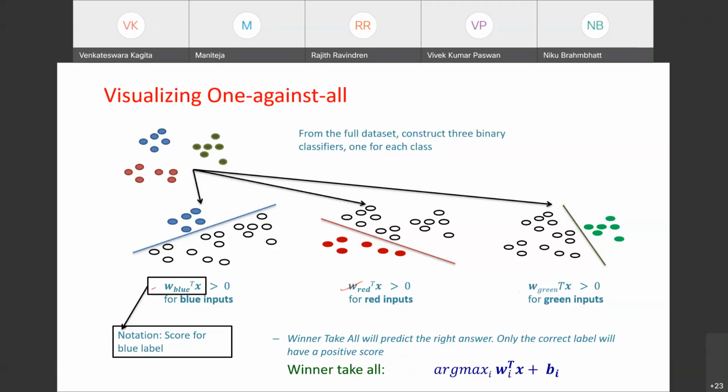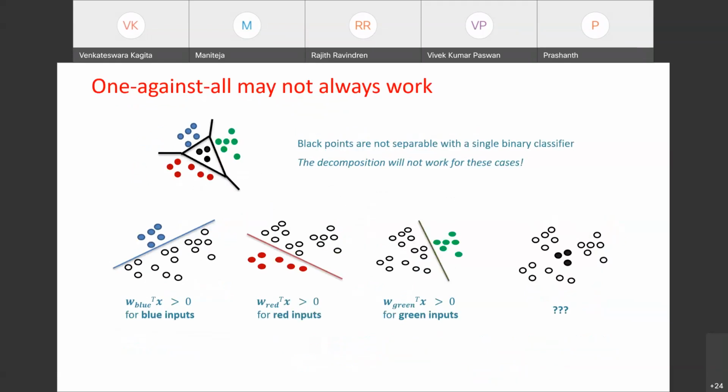Suppose I have 10 classes, then how many classifiers do I require to learn? 10 classifiers I need to learn, right? And when you are classifying a new instance, I need to give this point to all the 10 classifiers. So I need to check this against all the 10 classifiers at the time of testing. Just remember that.